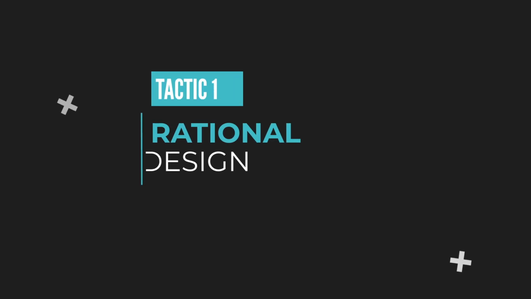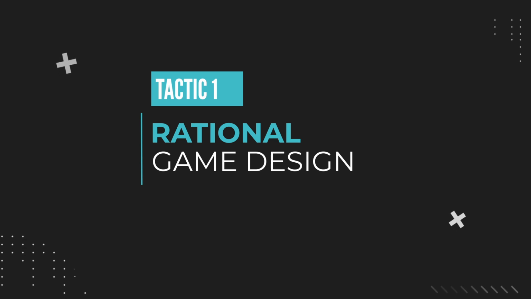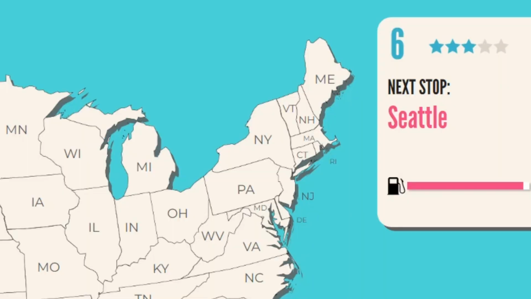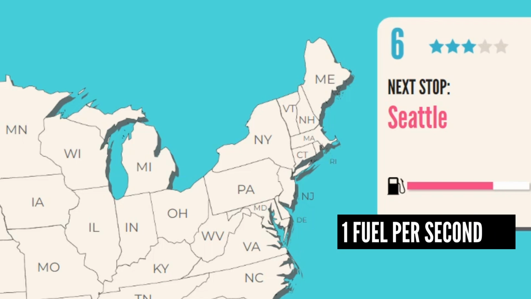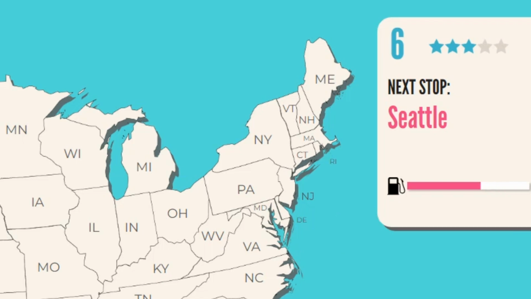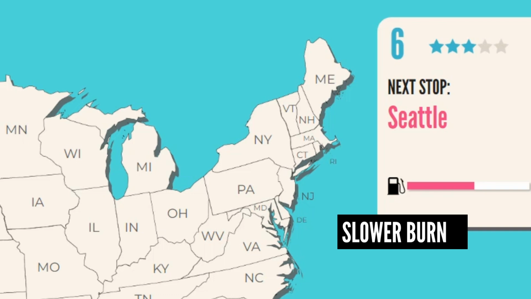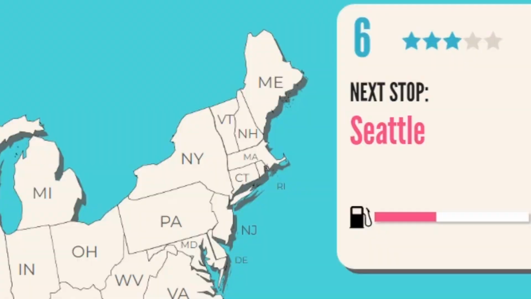So the first tactic is called rational game design, but you can apply it to non-gamified training. You start by making a list of all the elements that could make this task easier or harder. For example, in my geo game, right now I'm losing 1 unit of fuel every second. This game would be easier if the fuel went down more slowly and a lot harder if it went down more quickly. There's also how much fuel I earn every time I find a new city.